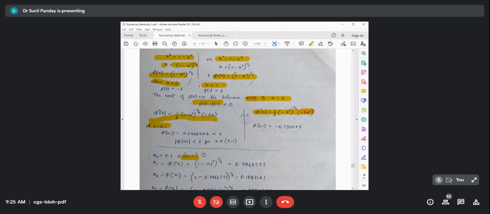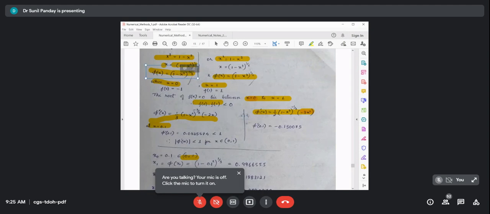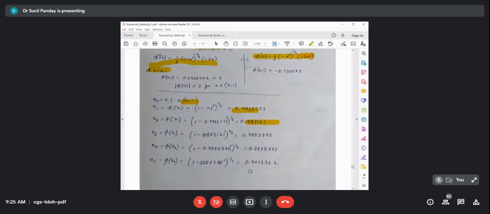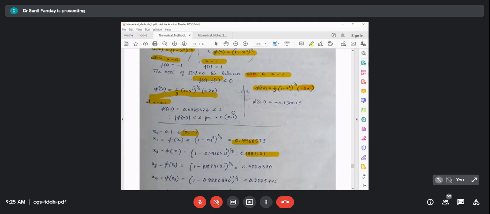So what is phi x? This is our phi x. And for this phi x, the absolute value of phi dash of x is less than 1, for all x lying between 0 and 1. So from this we get x1 equals phi of x naught, that is (1.1 minus 0.1 square) raised to power 1 by 3. After simplification you get this, and like this we continue. So this is the way we apply our fixed point iteration.